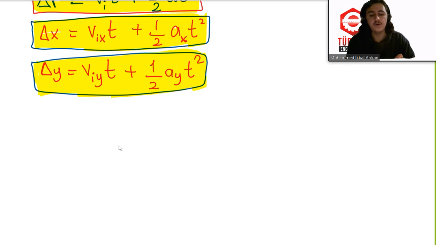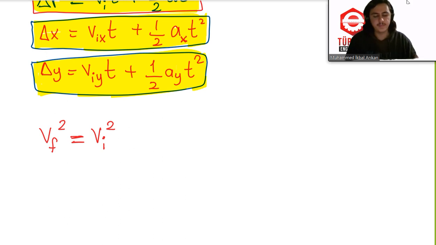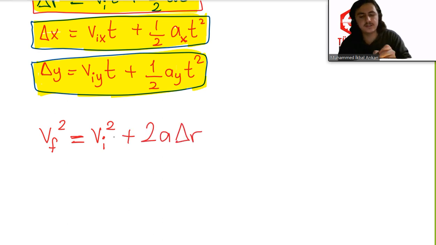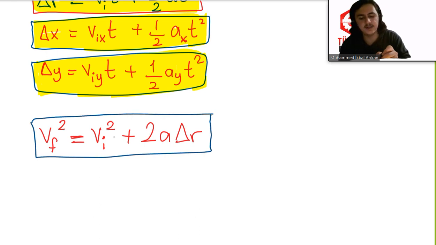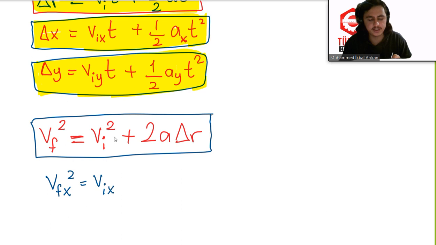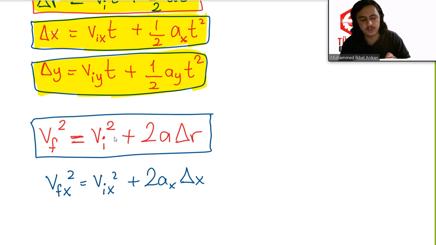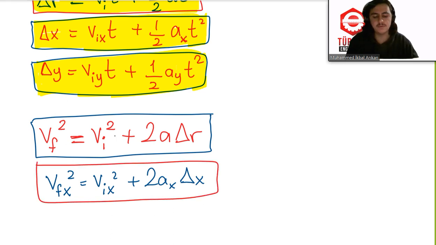So, what about the last formula? The last formula is coming by this. V final squared will be equal to initial velocity squared plus 2 acceleration delta r. So this is the first equation, but I must put the other ones. For 3 axes, I must put vf x squared equal to v initial x squared plus 2ax delta x. This is the second one. What about the third one?